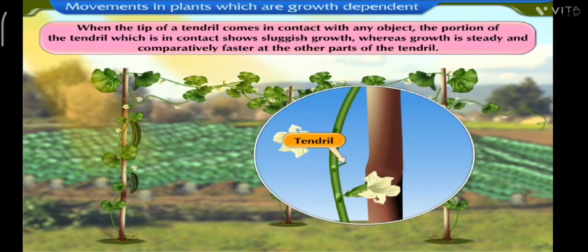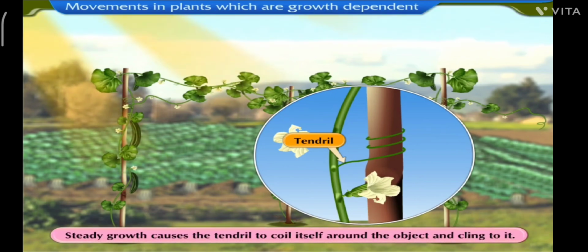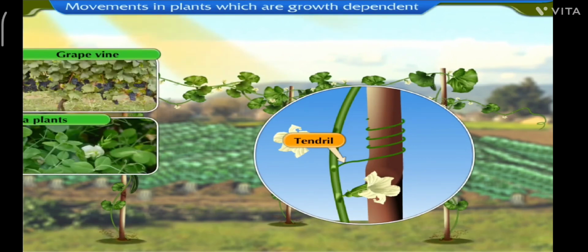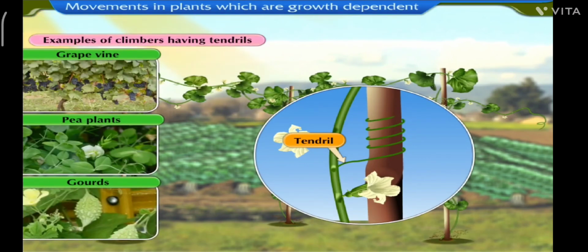When the tip of a tendril comes in contact with any object, the portion of the tendril which is in contact shows sluggish growth, whereas growth is steady and comparatively faster at the other parts of the tendril. This causes the tendril to coil itself around the object and thus cling to it. The grapevine, pea plants and gourds are examples of climbers having tendrils.